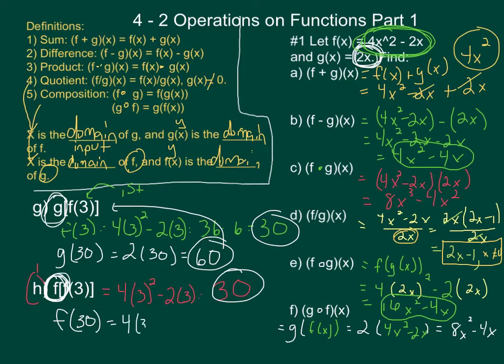4 times 30 squared minus 2 times 30. Oh boy, 30 squared is 900 times 4 is 3,600 minus 60 would be 3,540. If you got that right, give yourself a pat on the back. If not, I want you to go back and try it again. Very good. 3,540.